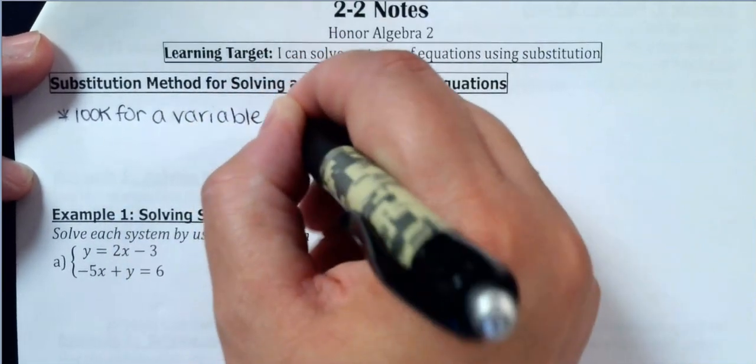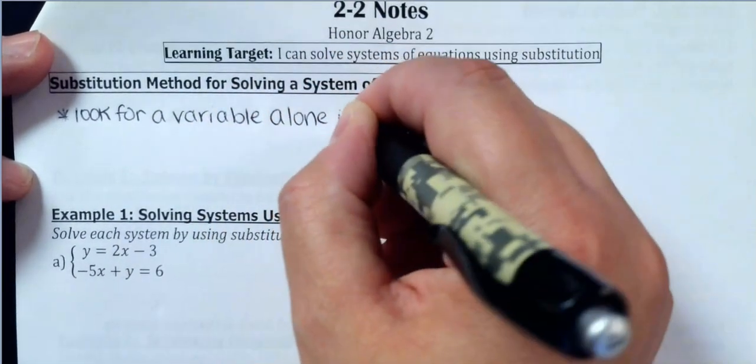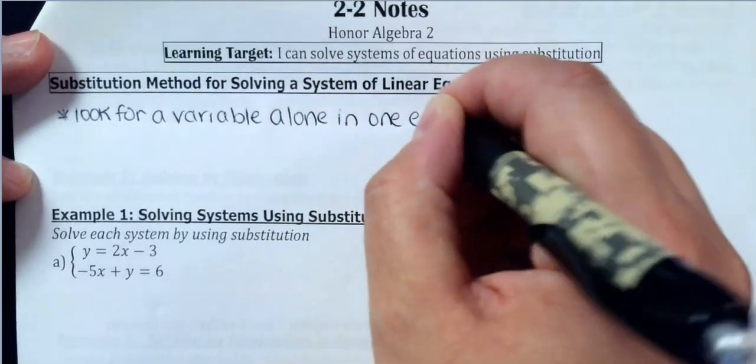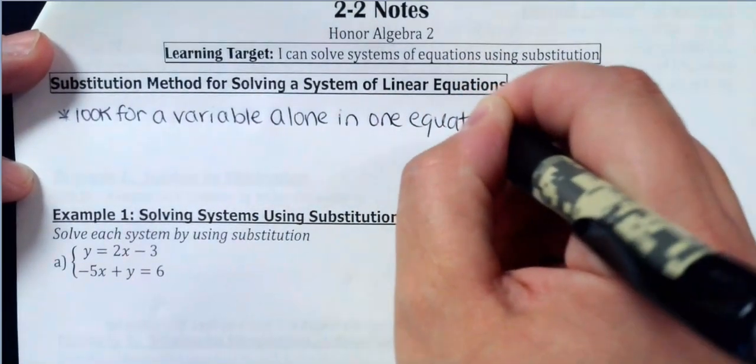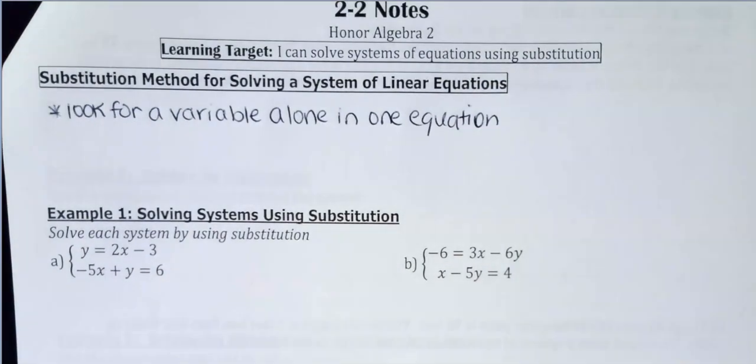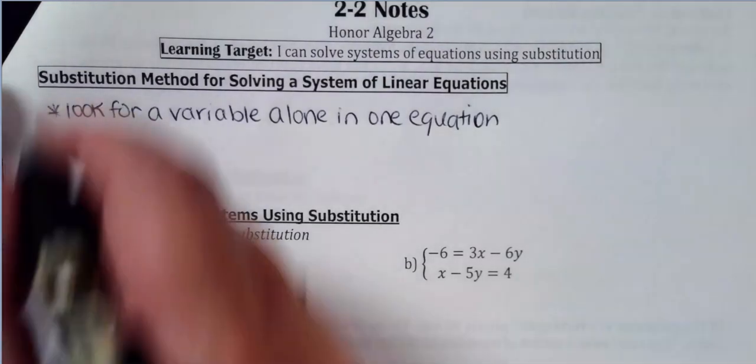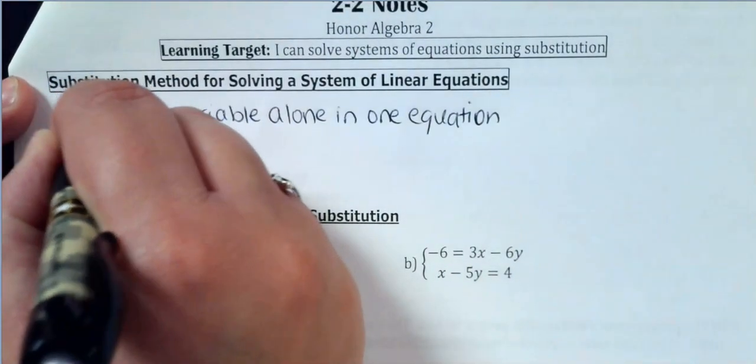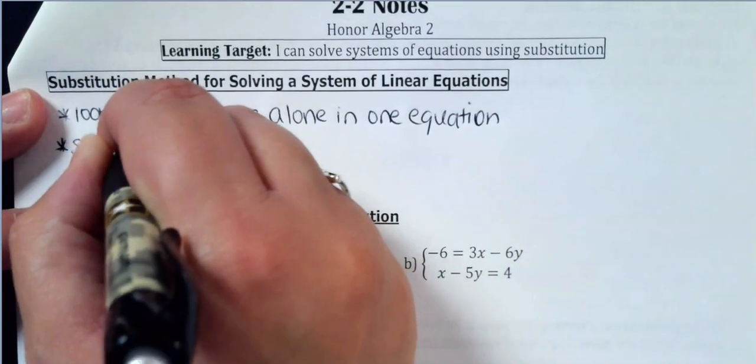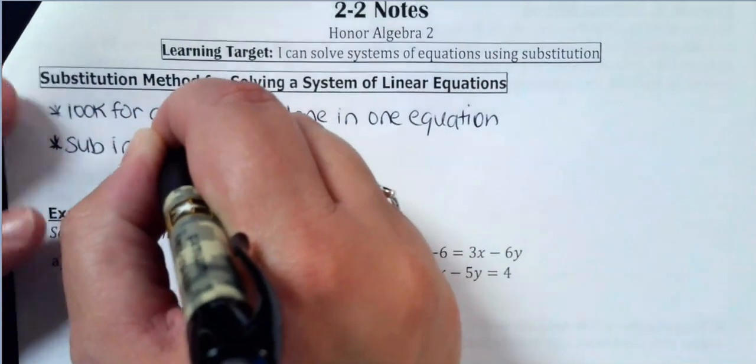Okay, so basically what you're doing is you're looking for a variable alone in one equation. Or maybe it's a situation where it would be just really easy to get a variable alone. So you're looking for, and it could be x, it could be y, we could have different variables, but just look for one of the variables to be by itself or easy to get by itself. And then you just sub that into the other equation.